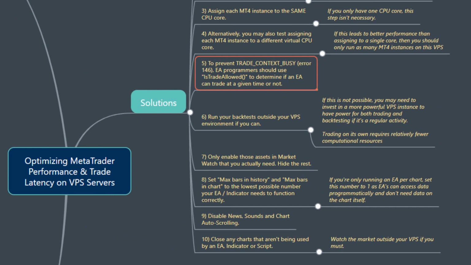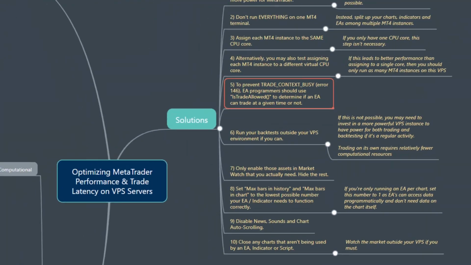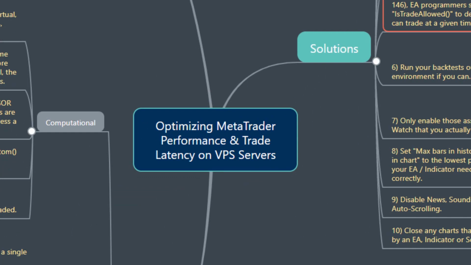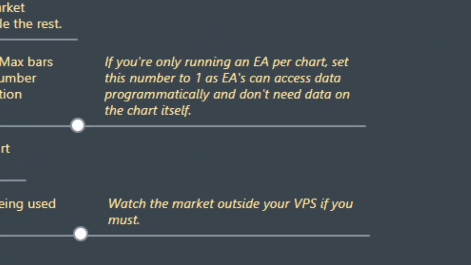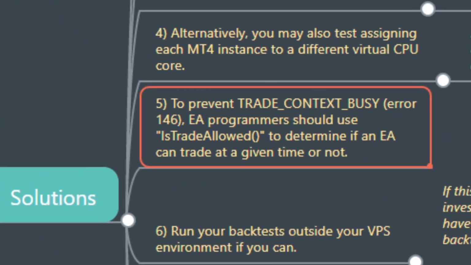Now here's the bit we touched upon earlier as to trade context busy, when that is raised and what we can do about it. So to prevent the trade context busy error, which is error 146 in MQL, the programmers behind the EA, be that yourself or the author of the application you're using, need to implement the isTradeAllowed method to determine if an EA can trade at a given time or not.